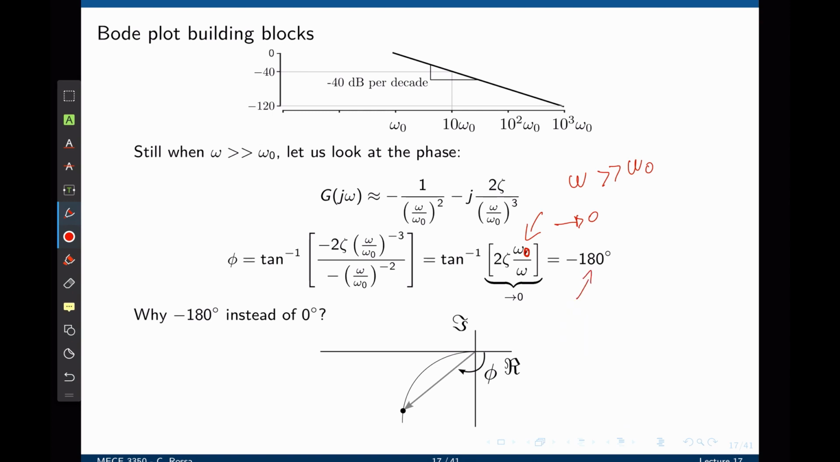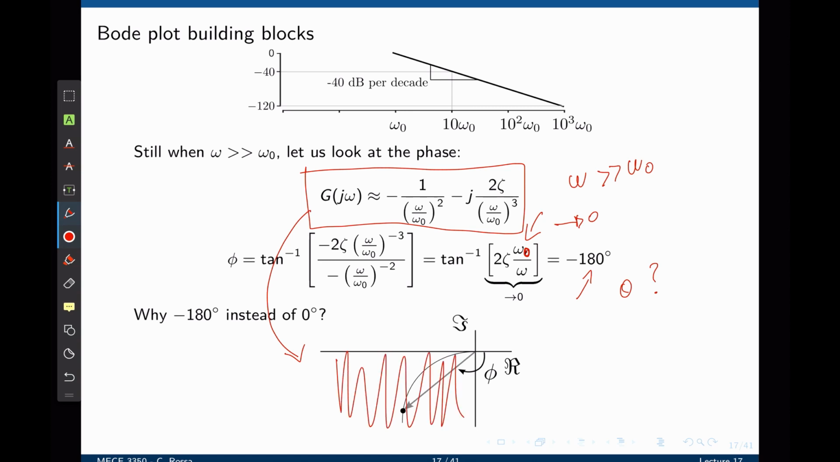Wait, why is this 180 degrees and not 0? Now let's go back to our transfer function here and plot that. We see that both the real and imaginary parts are negative. So our point that represents the transfer function at that particular frequency is in the third quadrant. As the frequency increases and the magnitude of the transfer function tends to 0, as we saw before, it does so in the third quadrant, which means that the phase will tend to negative 180 degrees and not 0. Remember that when you had a real pole, the phase was negative 90 degrees past the cutoff frequency.